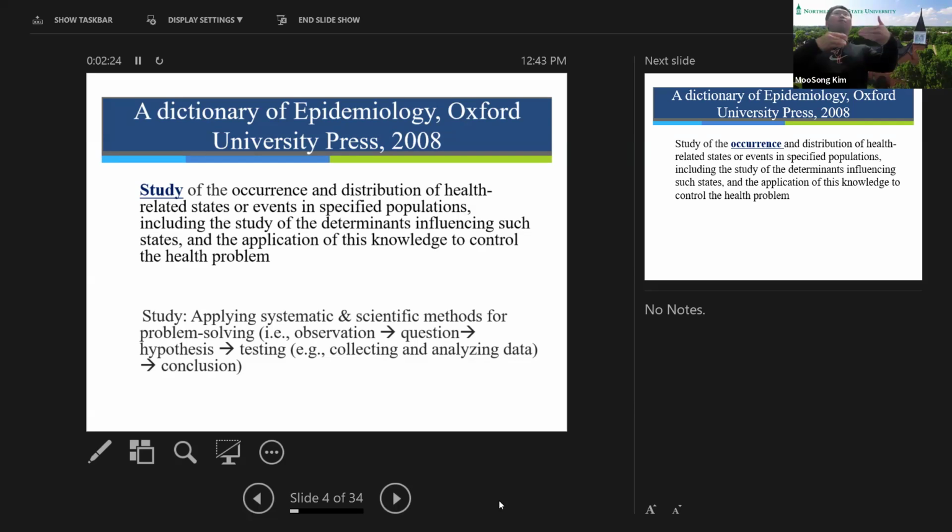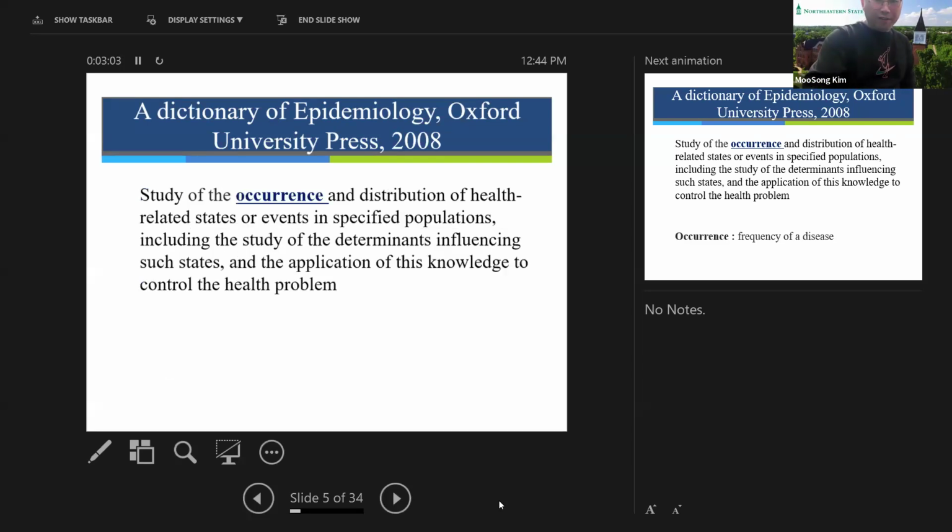In order to solve problems scientifically, there are usually 5 steps involved: observations, questions, hypotheses, and testings. In the testing, we collect the data, analyze the data and make the conclusions. So that is the meaning of study. Using these scientific approaches, we address the epidemic problems and public health problems. I will talk about this more later in today's class.